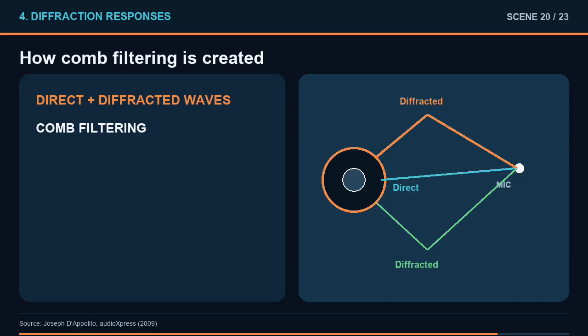Because this grill frame is only 7 mm thick, it has little effect below about 3 kHz. At shorter wavelengths, however, the interference becomes severe enough to reshape the measured response.